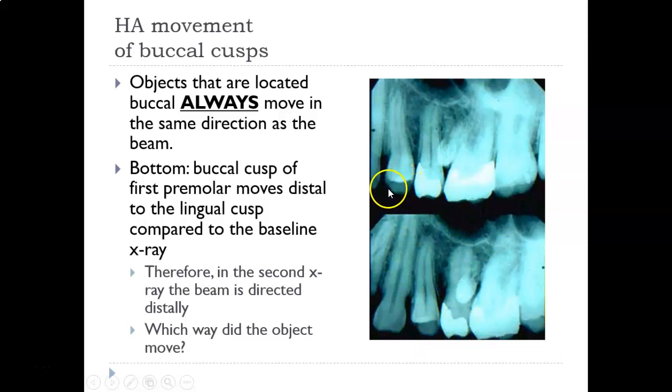And just to say it again, I'm looking at my baseline buccal cusp. We know things that are buccal move in the direction of the beam. So the cusp looks like it went distal, so then we know the beam went distal. You can make a note: beam went distal.